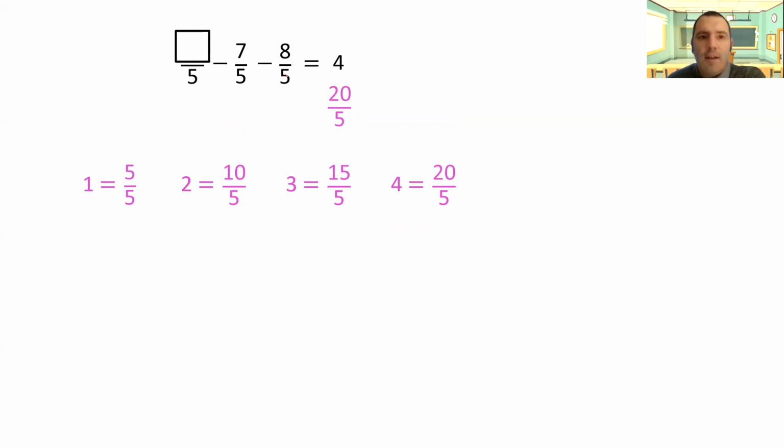We need to add 8/5, then add 7/5. So 20/5 plus 8/5 equals 28/5.